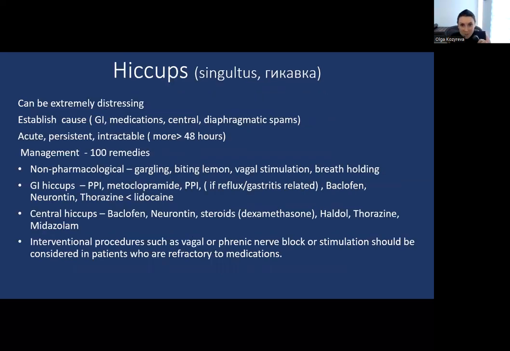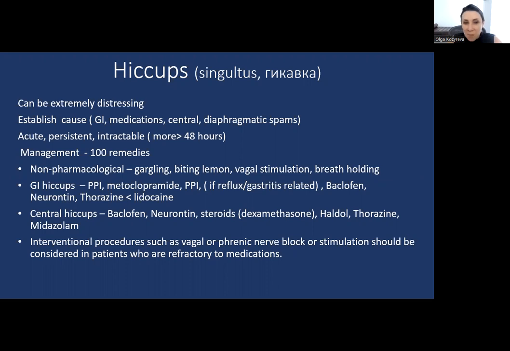Now, hiccups, in Latin singultus. They can be unpleasant symptoms, and you need to know how to manage them. They can be extremely distressing, and every year we have admissions to the hospital with intractable hiccups. They can be acute, persistent, or intractable, more than 48 hours. In management, no one knows exactly what remedy will work. More than 100 remedies and methods to deal with hiccups exist.